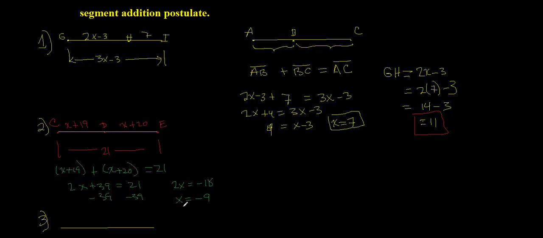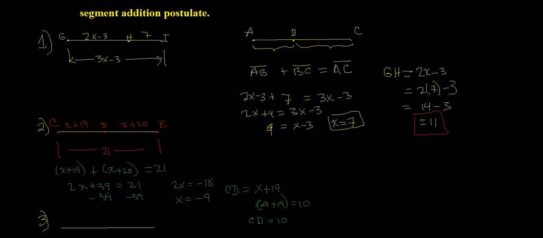Now you probably are worrying that, oh, how can x be a negative? Well, x can be a negative but not the segment. So if we want to find the length from C to D, which is given by x plus 19, and substitute negative 9, that's going to be negative 9 plus 19. This gives us positive 10. So that means that the length CD is equal to just 10.